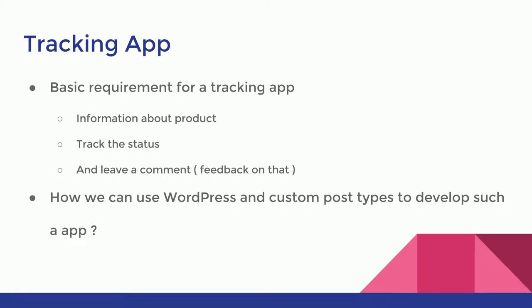So if you take this tracking application situation, let's say that you want to track an application. If you ordered something on eBay or Amazon, you don't know where your product is, you need to track the status, right? So using WordPress and custom post types, we can create a small tracking application. What we need is information about the item or the product, and we need to track the status and maybe leave a comment or give a rating, so we can communicate in between.